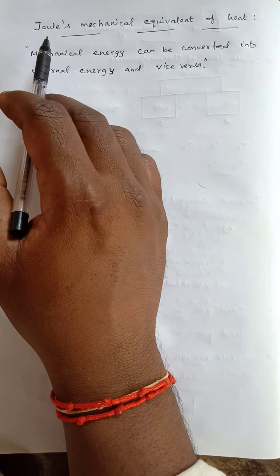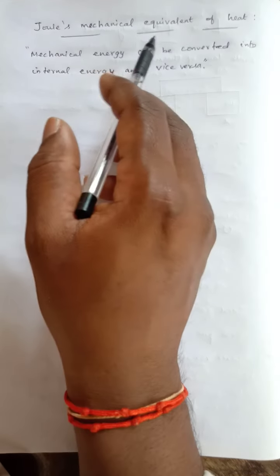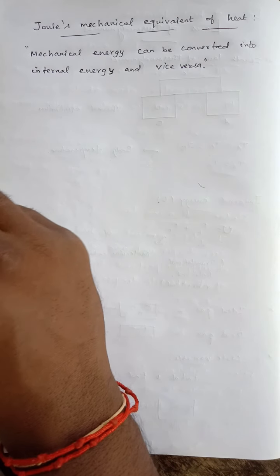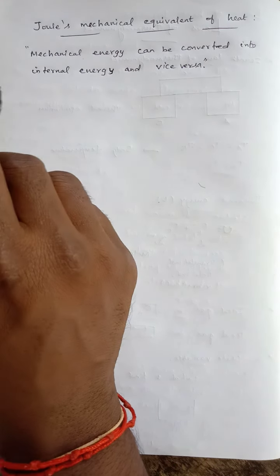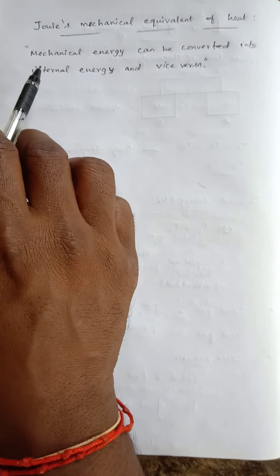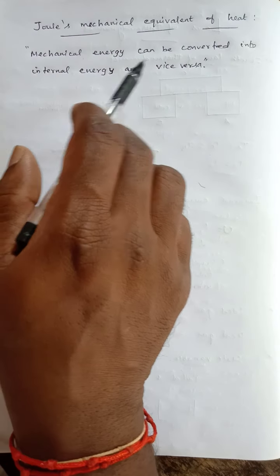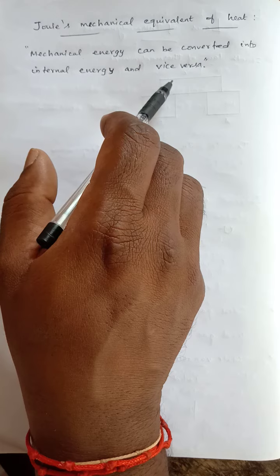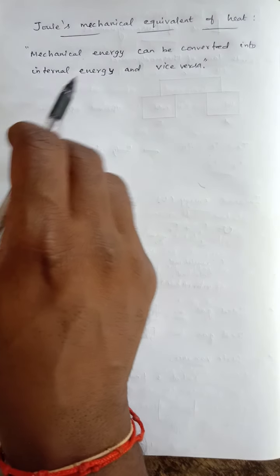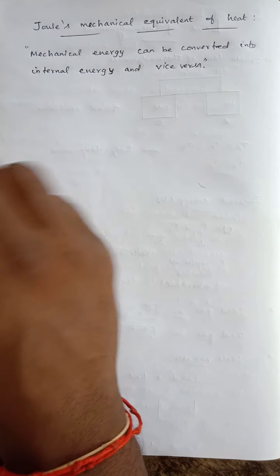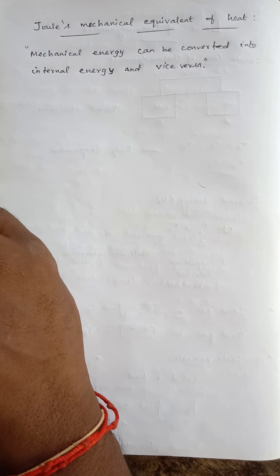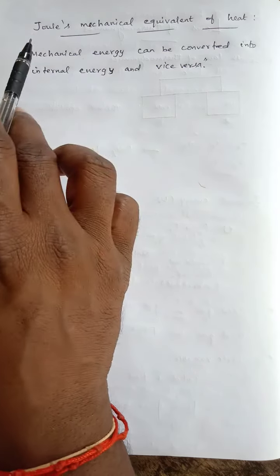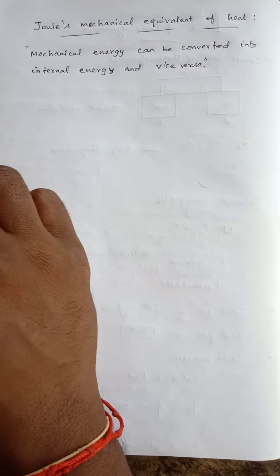We will see Joule's mechanical equivalent of heat. The statement of Joule's law is: mechanical energy can be converted into internal energy and vice versa. Vice versa means you can convert that internal energy into mechanical energy also. So how is it possible? Joule made an experiment to prove this conversion.